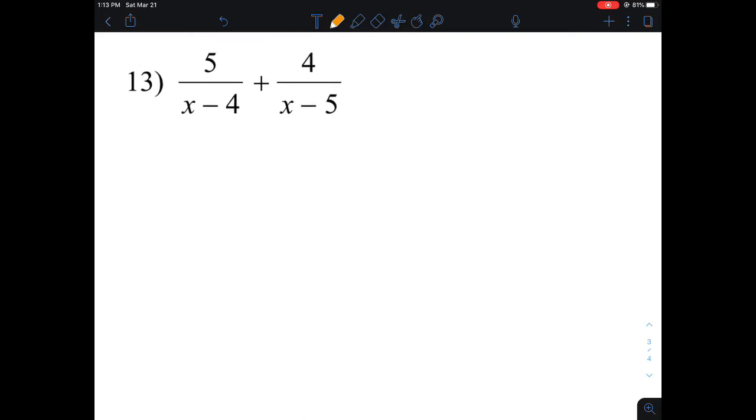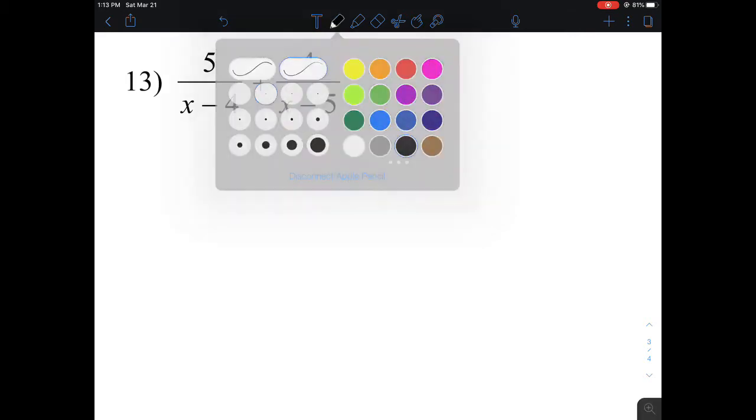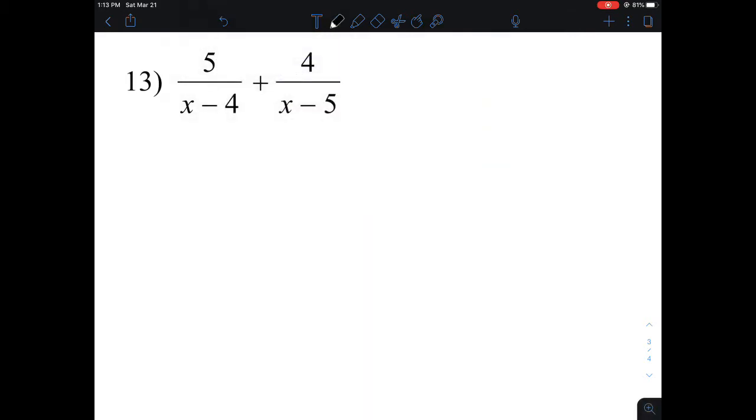All right, so we'll look here at number 13. I want to add these two rational functions. Now, in order to add rational functions, I have to apply the same rules that I do if I was adding or subtracting two fractions. I must have common denominators. So the common denominator here is going to be the product of x minus 4 and x minus 5.